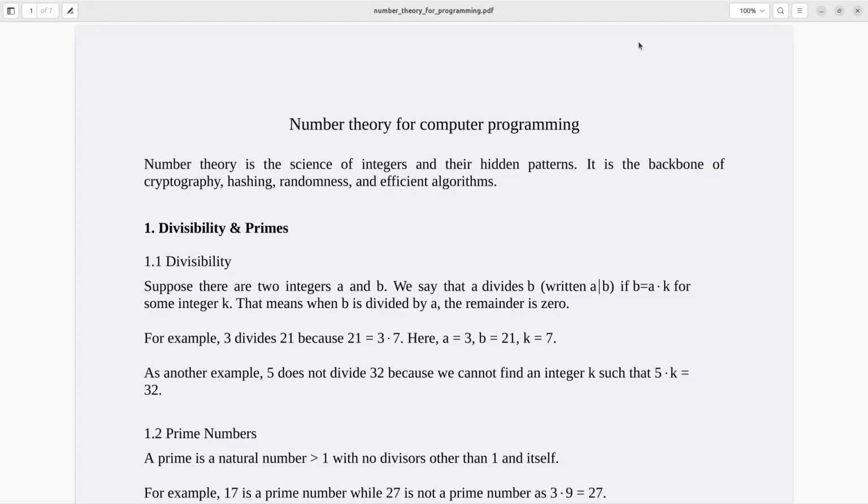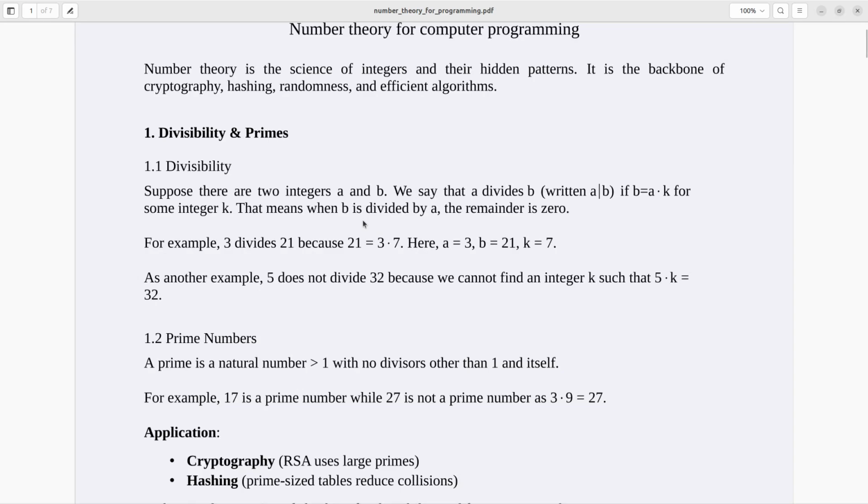In this video, I'm going to discuss number theory for computer programming. So what is number theory? Number theory is the science of integers and their hidden patterns. It is really the backbone of many topics like cryptography, hashing, randomness, and efficient algorithms. The first topic to discuss is divisibility and prime numbers.